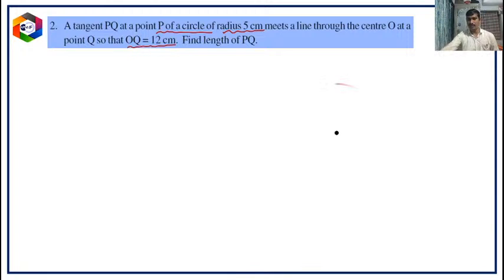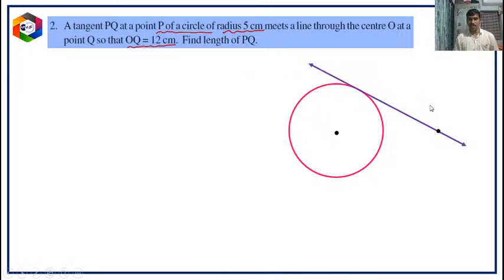This is the center of the circle. This is the circle. Now this is the external point. From this external point a tangent is drawn. If you observe, the tangent touches the circle at point P, and this point is Q, and this is the center of the circle O. OQ is the distance from the center to the external point. This distance is given as 12 centimeters.